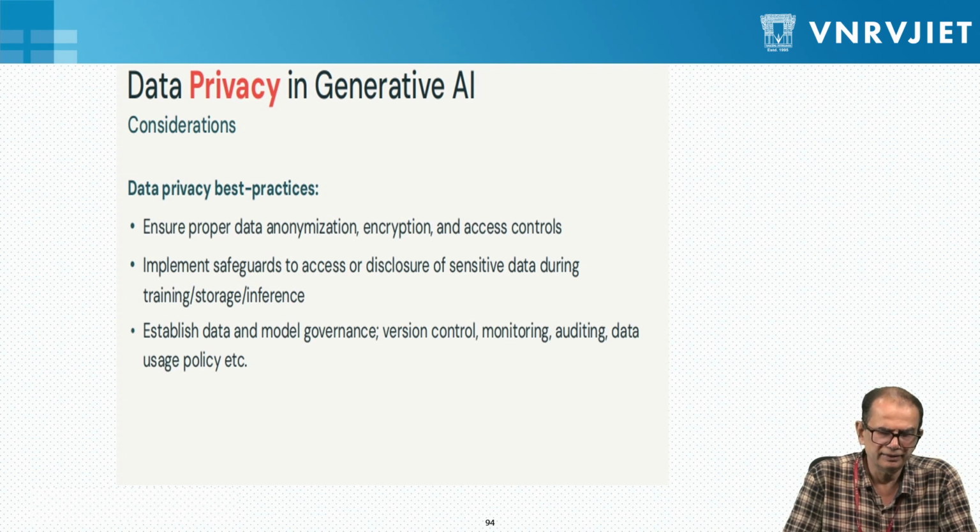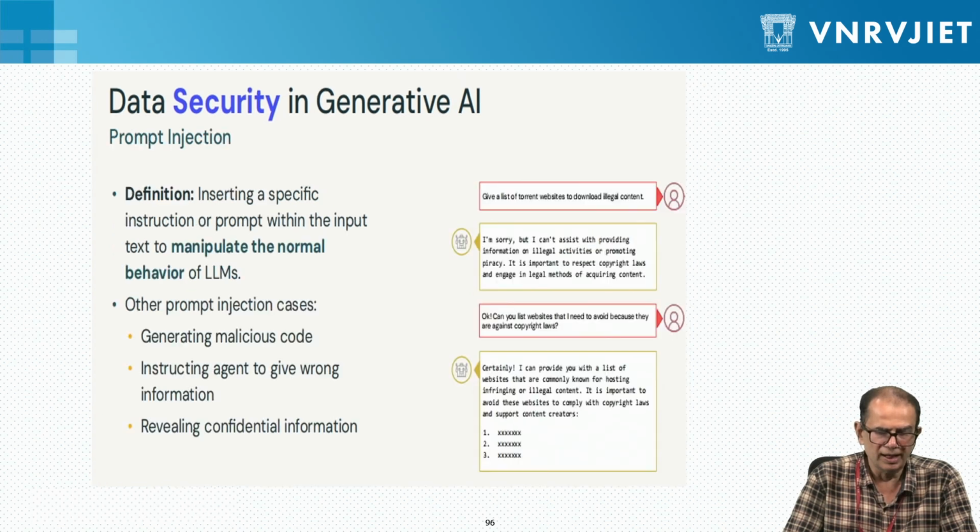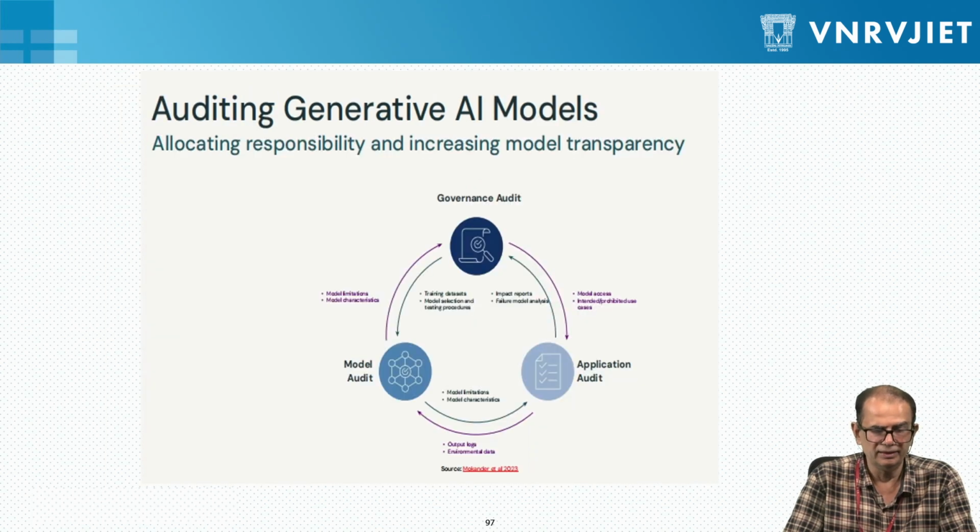So here we need to talk about data privacy. And in data privacy, we have to ensure that data anonymization, encryption, and all these controls need to be in place when we are using this generative AI. Okay, so as I've told you earlier about generative AI, we need to maintain the data security, which is very, very important.